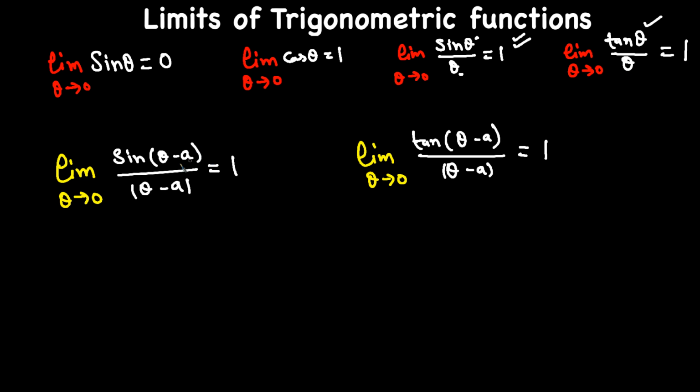And same thing over here. When you have sine of theta minus a over theta minus a, and this theta is approaching a, the limit is 1. And same is true for tangent. So try to remember these basic limits, then you'll be able to solve the other problems easily.